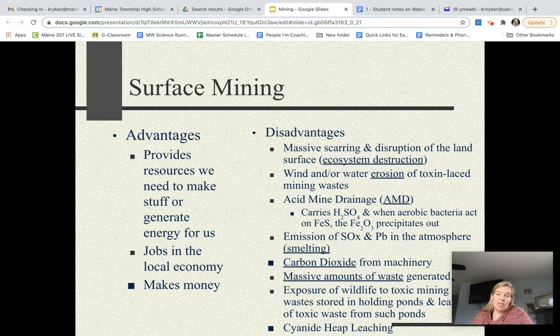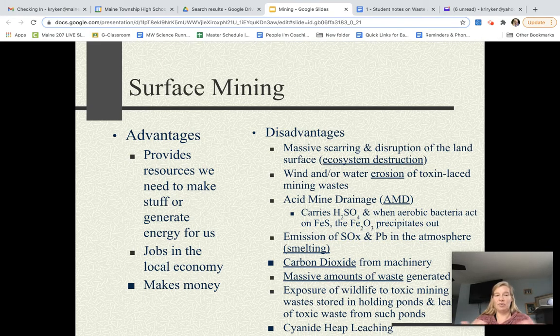We like electricity. A lot of our electricity comes from burning coal. We like cheap electricity. It's pretty cheap to produce electricity by burning coal. And so it provides resources. It provides energy. People like gold. People like diamonds. All of our electronics, there's a lot of metals and even rare earth metals in our electronics.